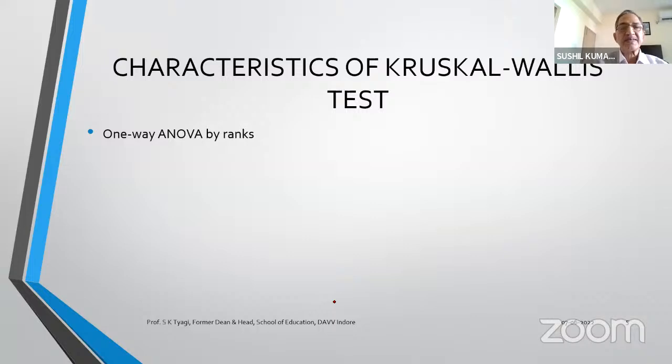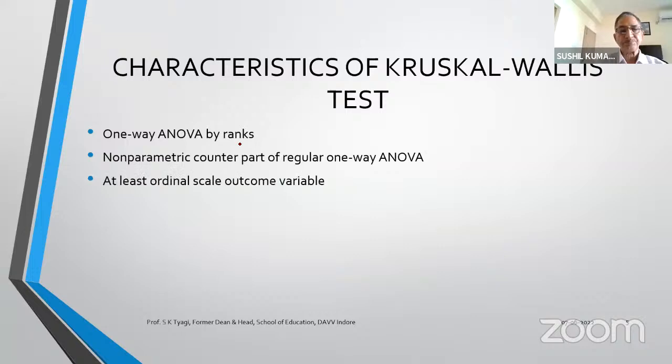So Kruskal-Wallis test is one-way ANOVA by ranks. It is a non-parametric counterpart of regular one-way ANOVA or parametric one-way ANOVA. And this requires ranking data. That is, the data should be on at least ordinal scale, ordinal or higher, not nominal. Nominal is not permissible. Ordinal, interval, and ratio.